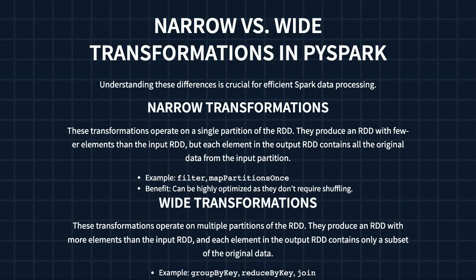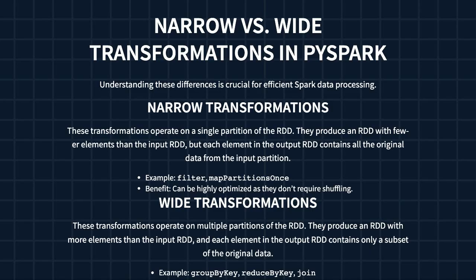Okay, let's talk about narrow and wide transformations in PySpark. Think of your RDD like a big pile of data. Narrow transformations are like taking one piece from that pile and doing something to the whole thing. It's efficient because it doesn't move around much. They work on just one partition at a time. Examples include filtering or mapping each partition individually.